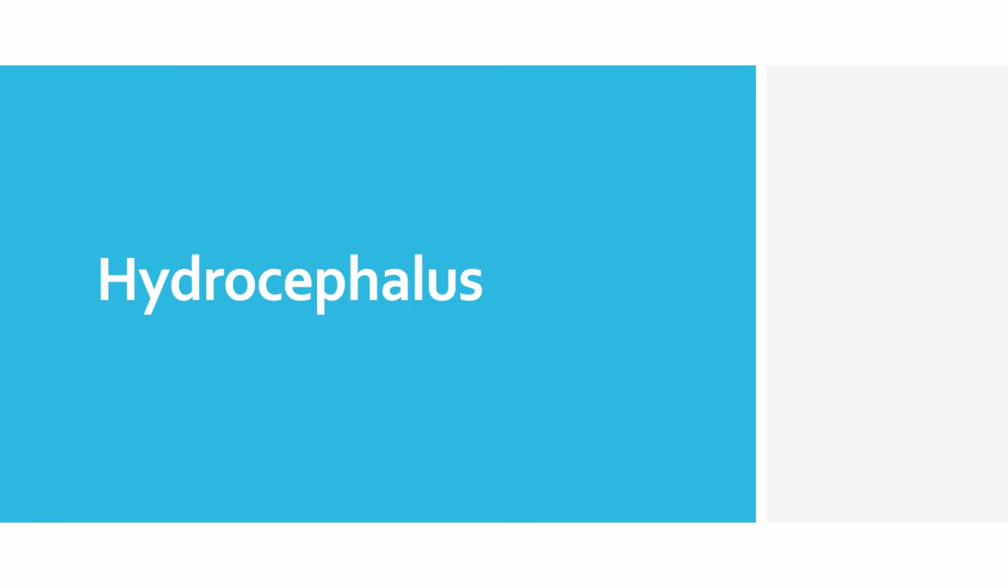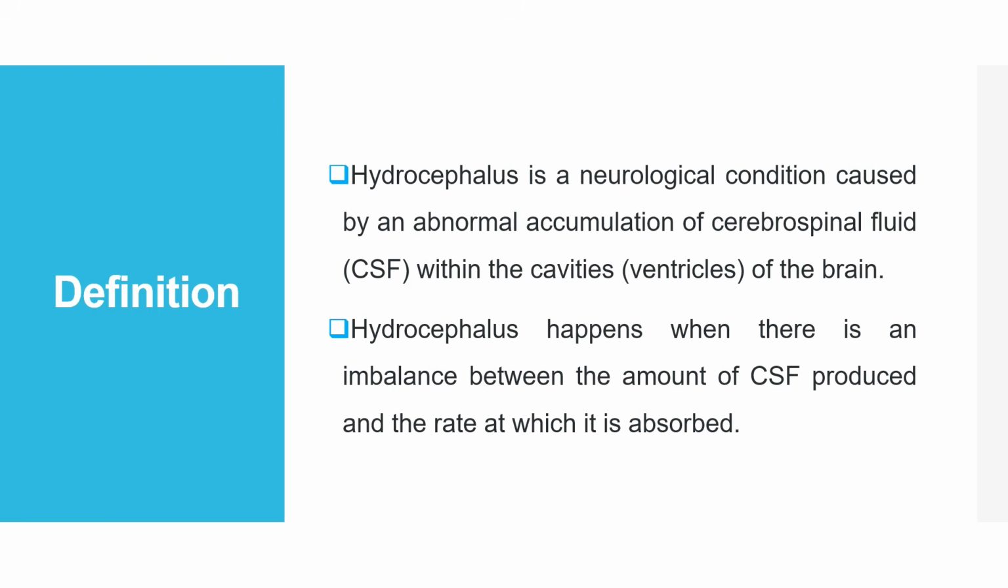Hello, my dear friends. Today we will talk about hydrocephalus. To define hydrocephalus, it is a neurological condition caused by the excess accumulation of CSF within the cavities of the brain. So, it happens when there is an imbalance between the CSF production, absorption, or secretion inside the brain.